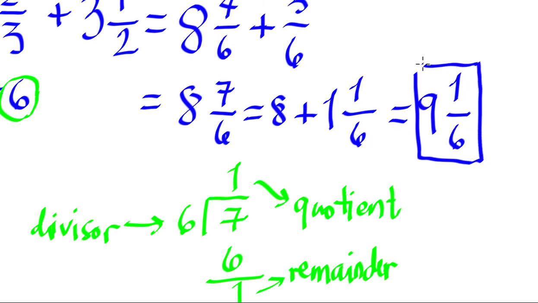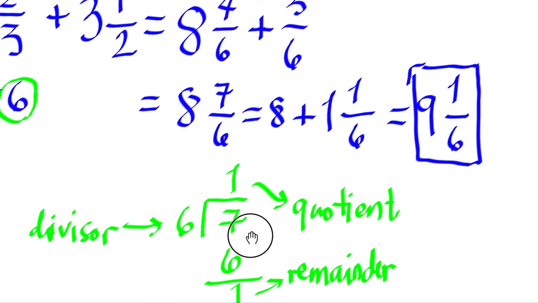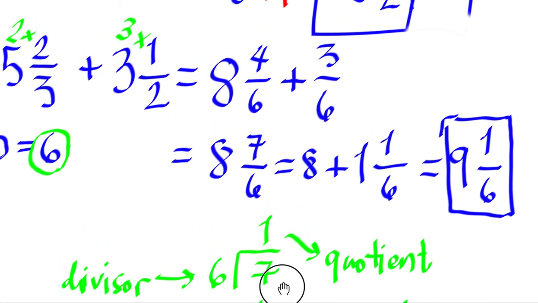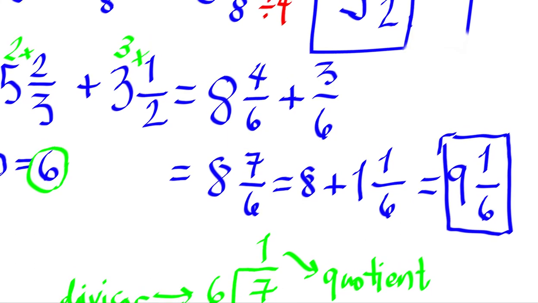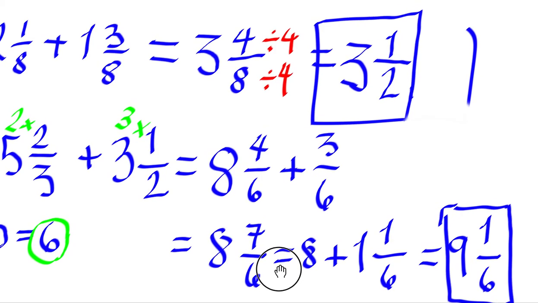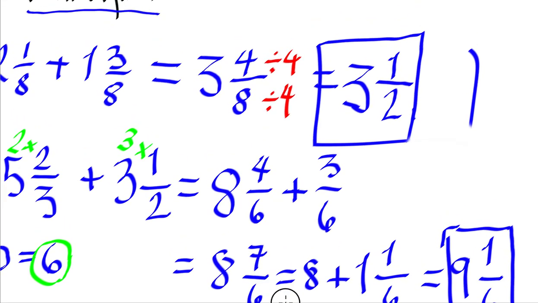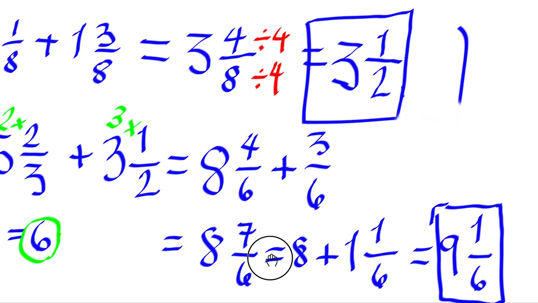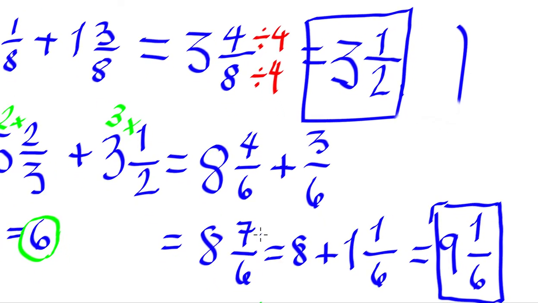So that's it. This is how you add mixed numbers for numbers 1 and 2. For number 1, since the fractions are similar, it's very ideal and easy for us. For number 2, we have a problem because they are not similar, so we need to fix something up. That's it for this video.